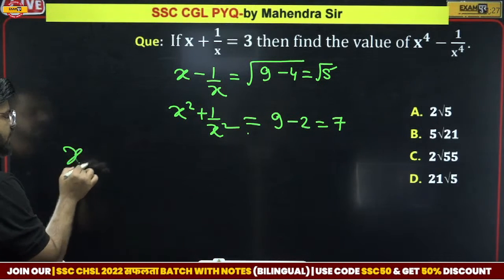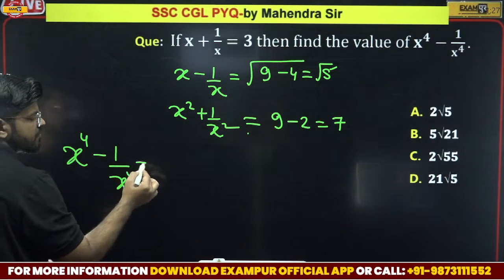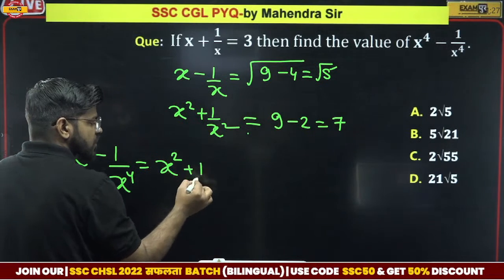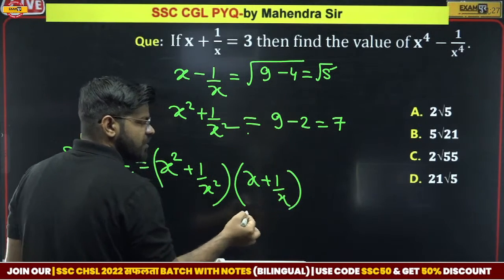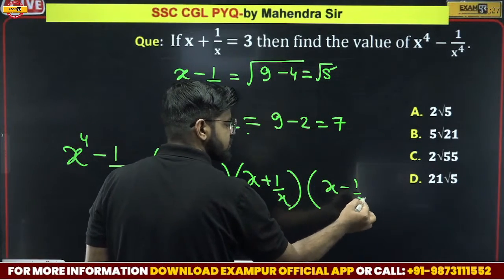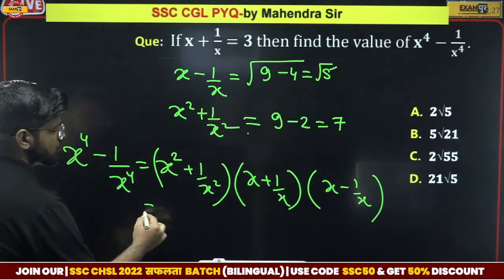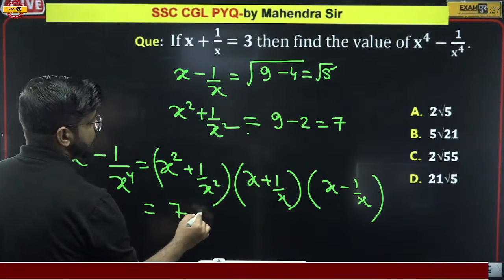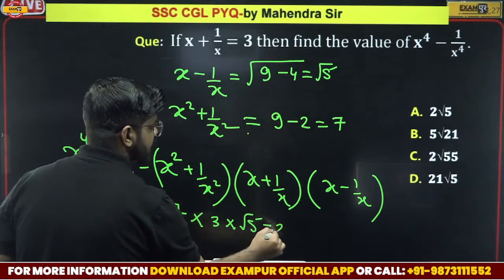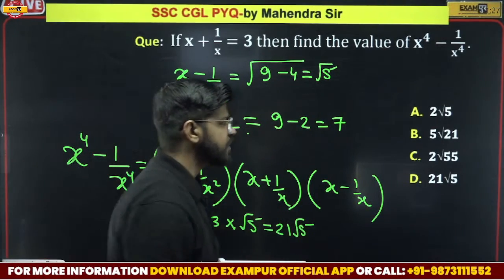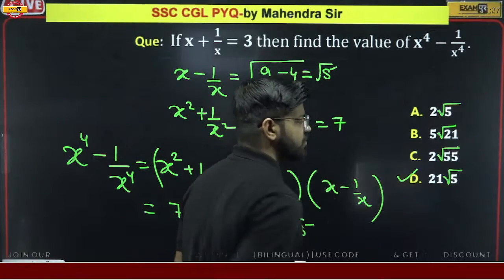So what we have to calculate is x to the power 4 minus 1 upon x to the power 4. This will give you x square plus 1 upon x square, x plus 1 upon x, and x minus 1 upon x. We just saw how we will get this. So x square plus 1 upon x square is 7, multiplied by 3, multiplied by root 5. So what are we getting? 21 root 5. 21 root 5 is my right answer. That means option number D.